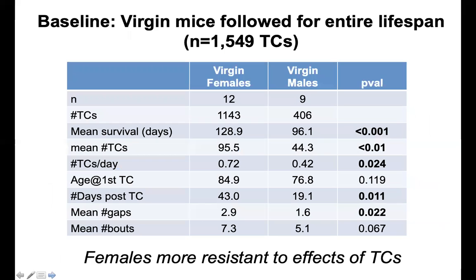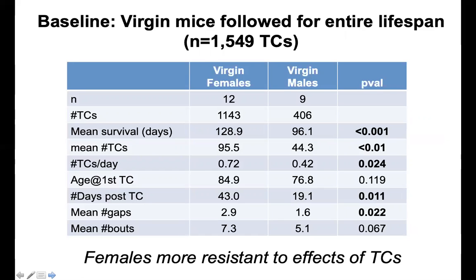This basically shows you a table of the mice that I want to report to you now. For simplicity, we're going to limit our study to just virgin females and virgin males. These 21 mice were followed for their entire lifespan, 12 females and 9 males. The total number of tonic-clonic seizures, you can see, we looked at over 1,500 tonic-clonic seizures, many more in females.